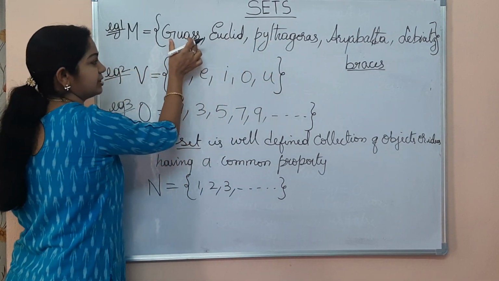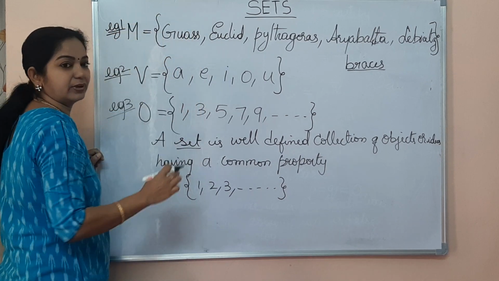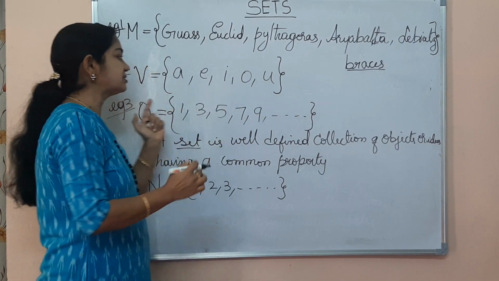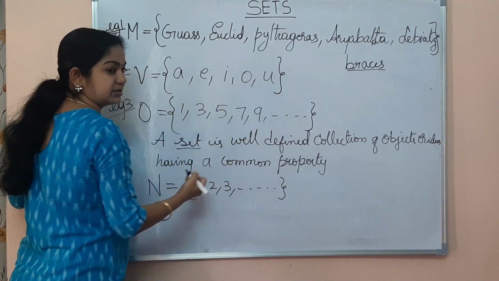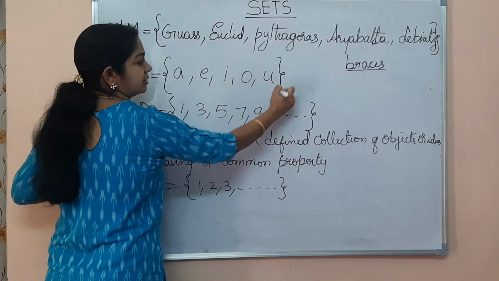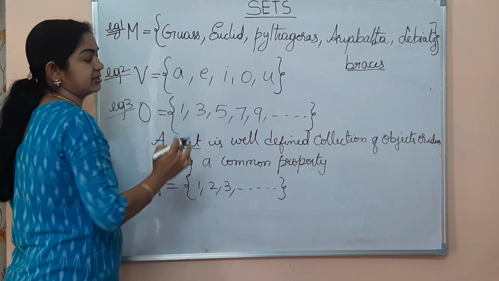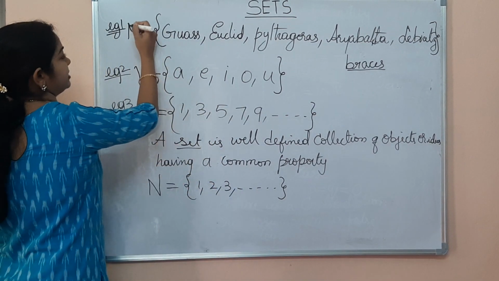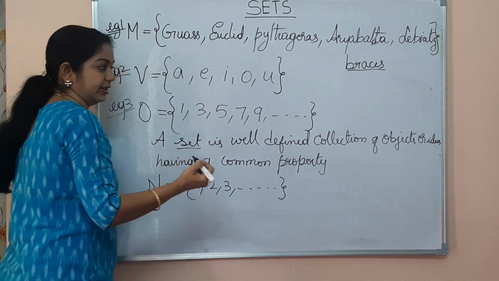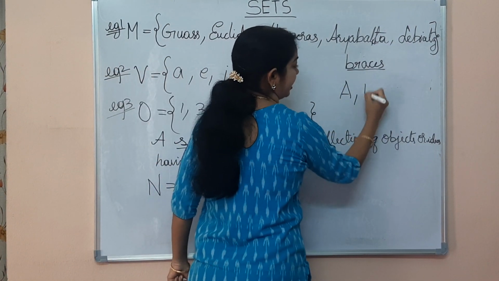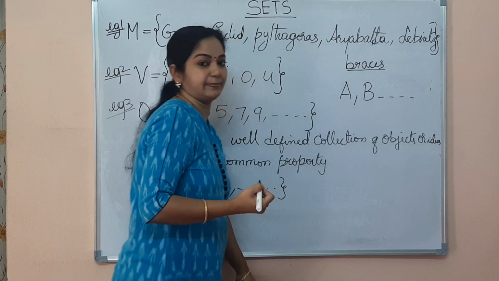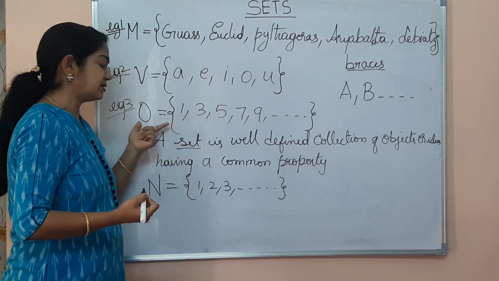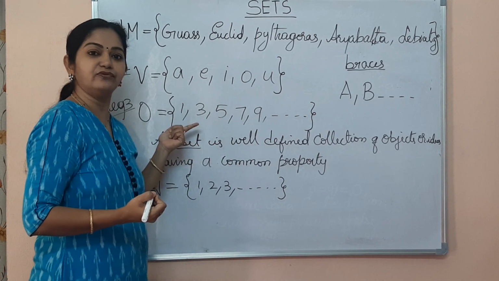Here the mathematician's name is an element of the set M. Okay, and here the elements are A, E, I, O, U. The elements are separated by commas and placed in the curly brackets, and sets are represented only with uppercase letters, that is the capital letters M, V, A and so on. Okay, they are denoted with capital letters. These are called the elements. The element 5 is present in the set O, which is the set of odd numbers.